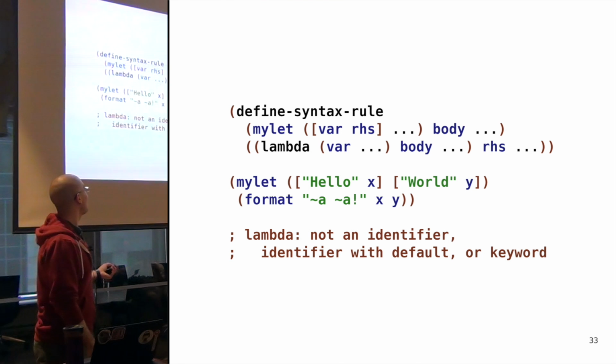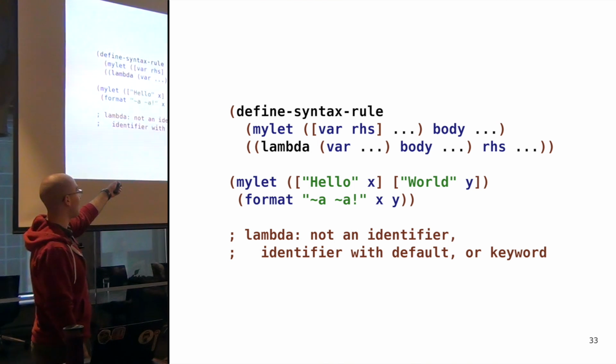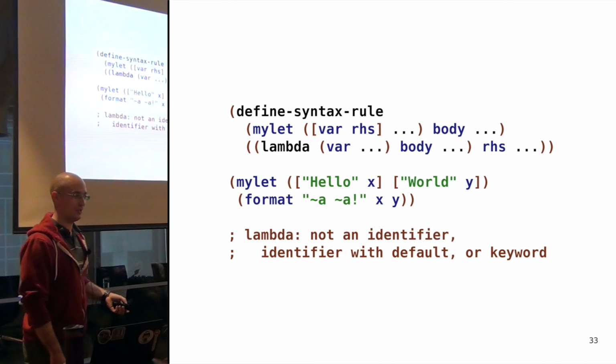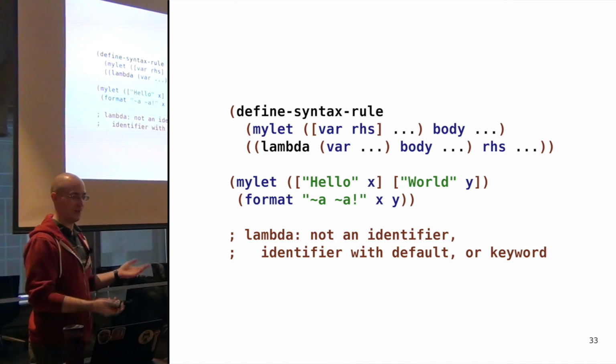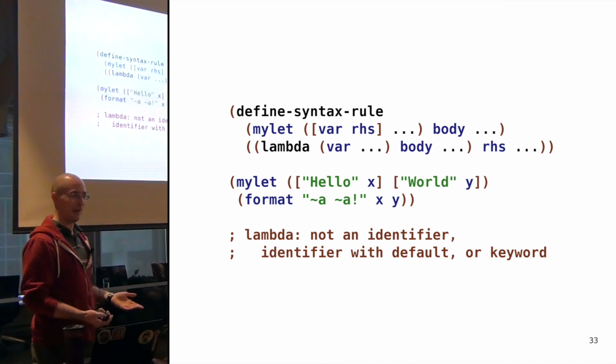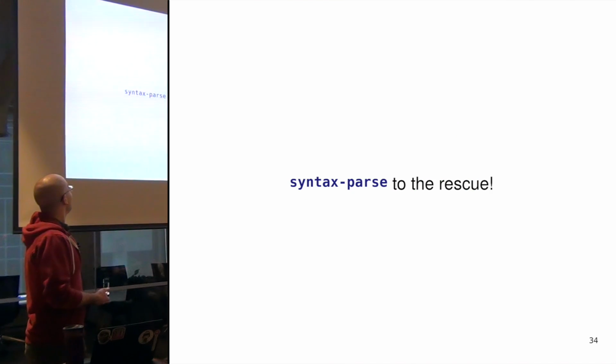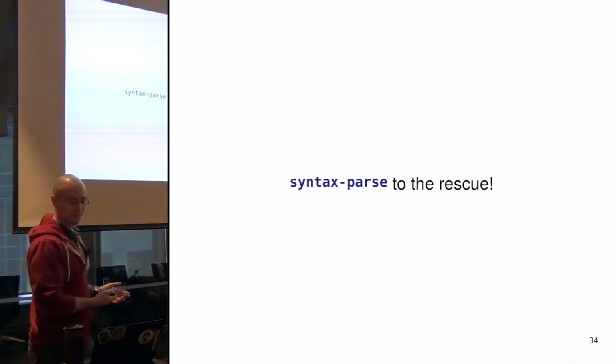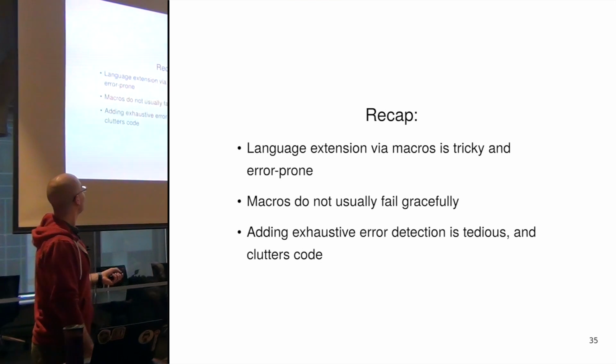So when we try to use it in a bad way, for example, by putting the right-hand side before the variable, we get this lambda error, which doesn't exactly tell you what is happening. It just says not an identifier. It doesn't exactly pinpoint where. So in comes syntax-parse. Now we're going to look at syntax-parse macros for this same kind of my-let version.